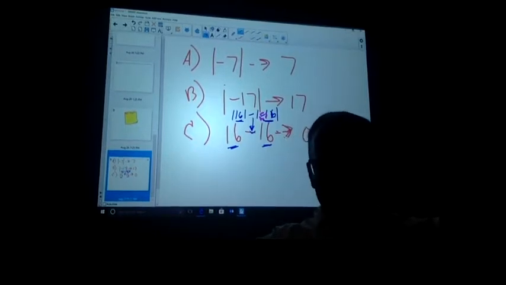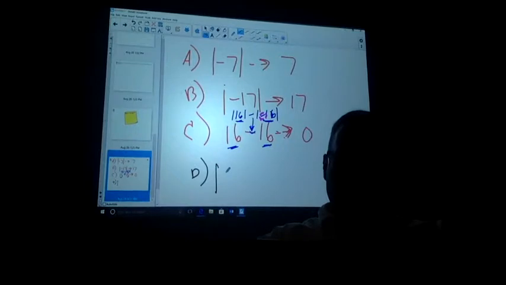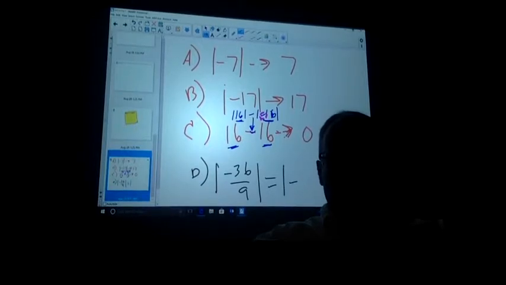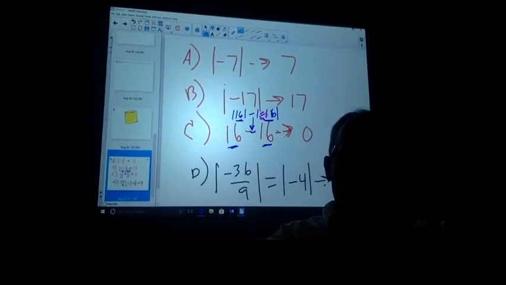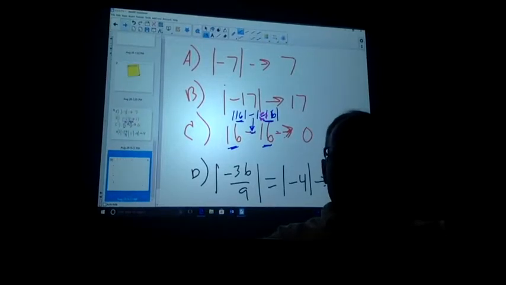Letter D. That's absolute value of negative 36 over 9. So if I reduce it to this, then the absolute value of negative 4 has to be just 4. Is that okay? We're okay on those 4? Love it. Is it okay to move on?